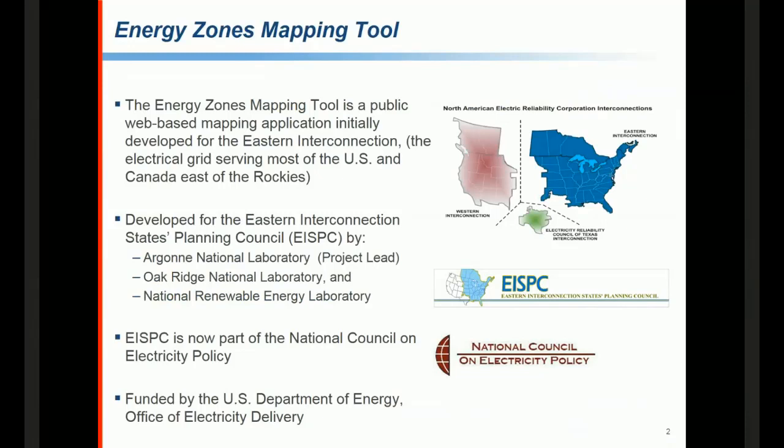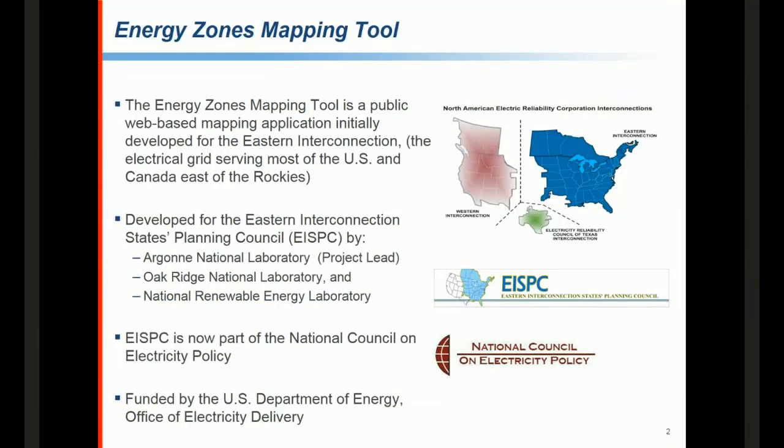Originally, it was developed with the leadership of the Eastern Interconnection States Planning Council, and 3 national laboratories teamed up to develop the tool and develop models and decide which data were the best, etc. And those labs are listed there: Argonne, Oak Ridge, and National Renewable Energy Laboratory. And for several years now, we've also been collaborating with Sandia National Laboratory, primarily on energy water related work that ties in with this project.